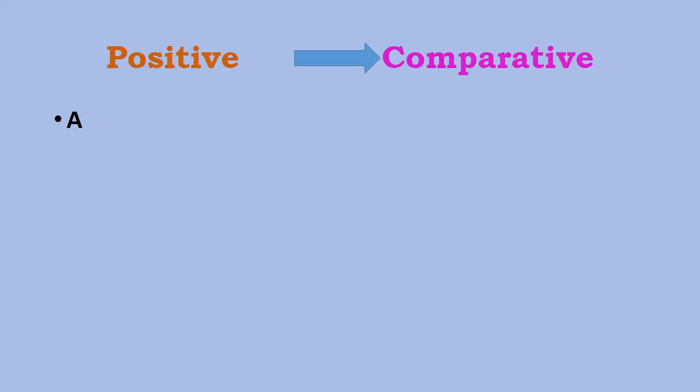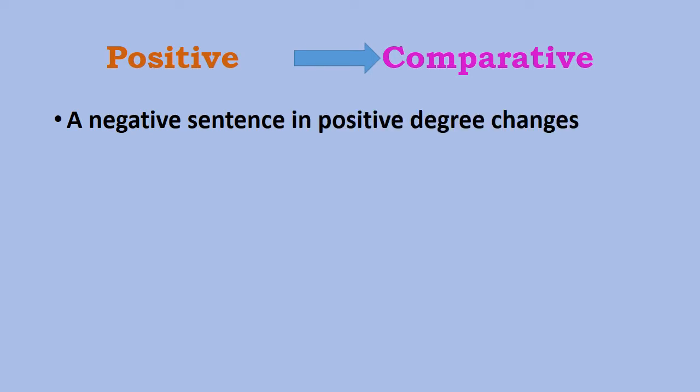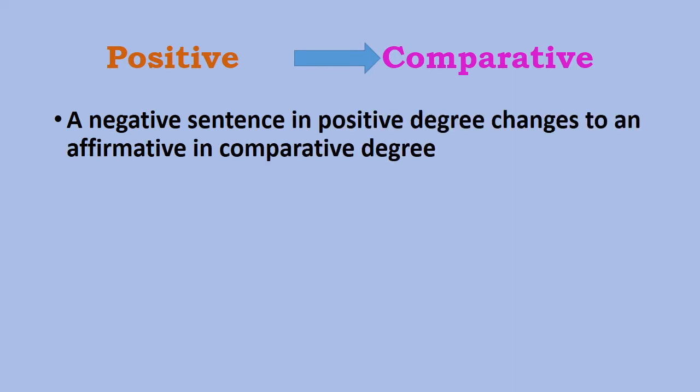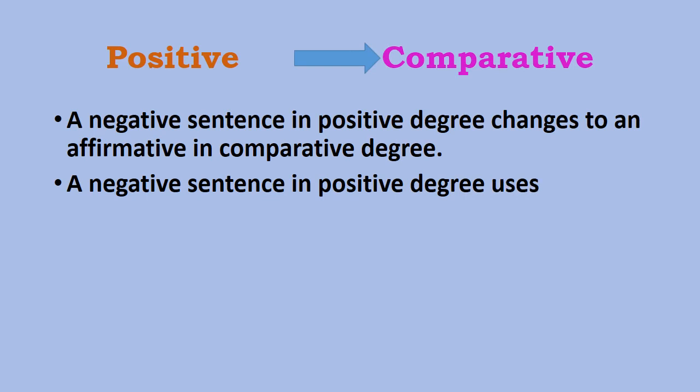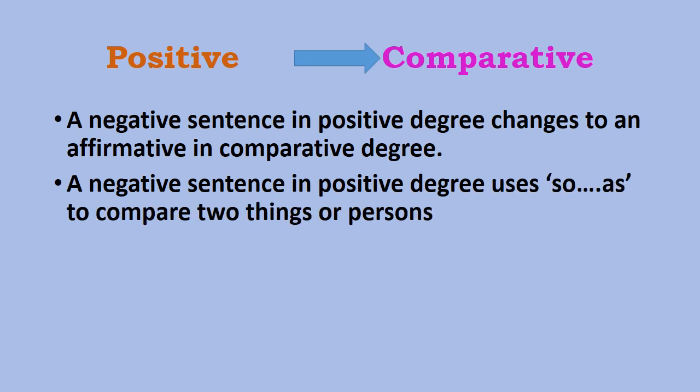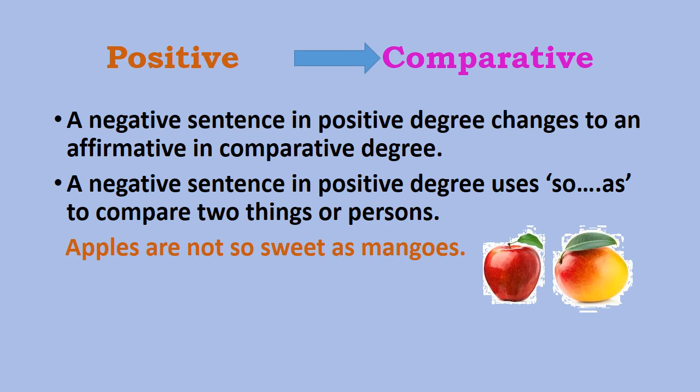Now we see a negative sentence. How to change? If it is in positive degree, it changes to an affirmative, we know. A negative sentence in positive degree uses so as to compare two things or persons. But it's okay if you write as and as instead of so as. Apples are not so sweet as mangoes. Okay, this is the sentence. It is a negative sentence. The other rules remain the same.